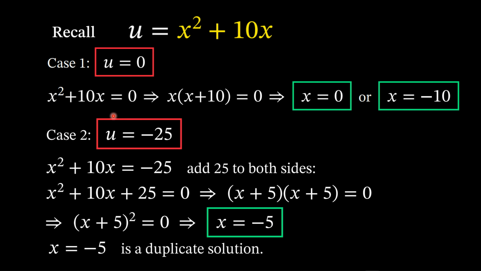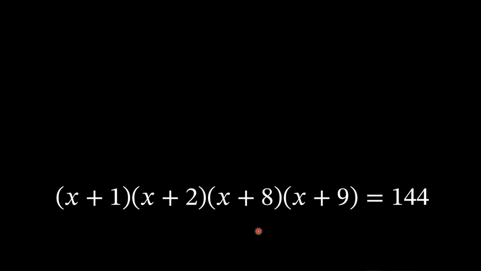Now for the second case, u equals minus 25. Substitute again: u equals minus 25 gives x squared plus 10x equals minus 25. Add 25 to both sides to get x squared plus 10x plus 25 equals 0. This can be written as x plus 5 multiplied by x plus 5 equals 0, because the constants 5 and 5 add up to 10, and their product is 25. So here, the solution is x equals minus 5, and because it comes from a squared term, x equals minus 5 is a repeated, or double, solution.